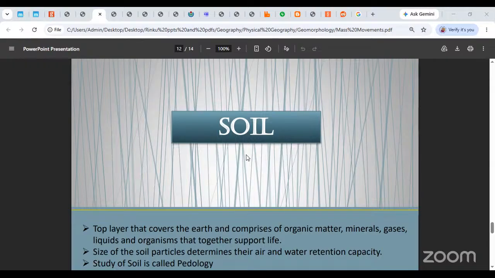What does it contain? Usually organic matter, minerals, whatever came from the parent rock, those minerals, gases, liquids, and organisms, live organisms, earthworms, termites, etc. You find all those in the soil. So those organisms you'll see, everything that supports life, together that supports life. And within the soil, there is one thing that we need to consider, the size of the grains of the soil.